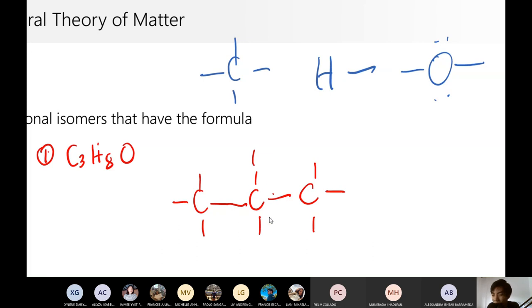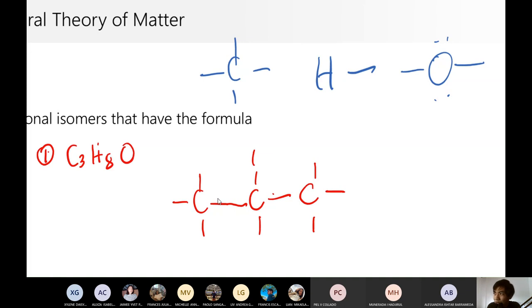Pwede ba dumugtong doon yung ibang atoms? Itong carbon naman na ito, may 4 din siyang bonds. 3 yung bakante. So, pwede natin idugtong yung hydrogen or oxygen. Tignan natin kung saan pwede idugtong yan. Tapos, yung isang bakanteng bond niya, ginamit niya to connect with the other carbon sa tabi niya. So, maintained yung ating valency. So, ngayon naman, since nalagay na natin yung carbon chain natin, yung carbon backbone, ganyan yung first step. You create the carbon backbone muna.